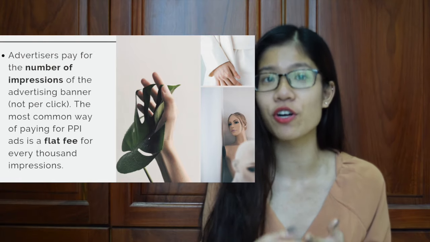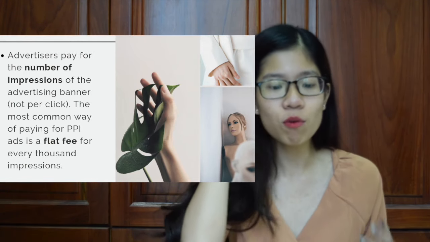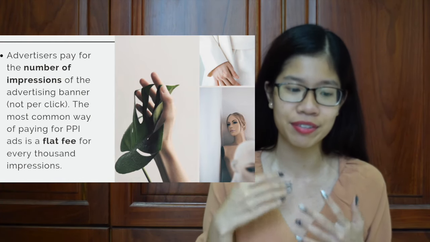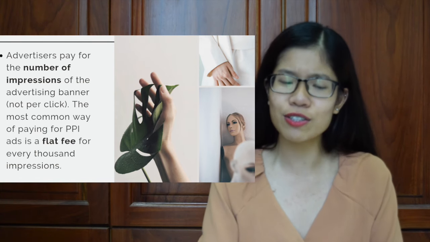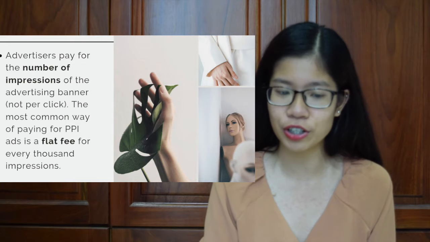Pay per impression is a business model or a compensation method on how to pay for advertising on internet websites. Advertisers pay for the number of impressions on the advertising banner, not per click. The most common way of paying for a PPI ad is a flat fee for every 1,000 impressions. This is known as the cost per mille (CPM) or the cost per 1,000 impressions (CPT), with the M used for the Latin numeral of 1,000.